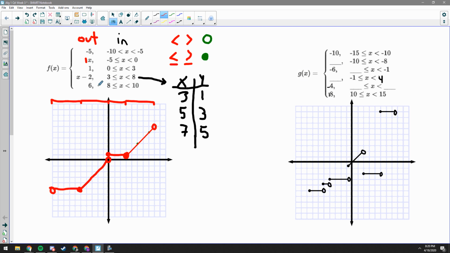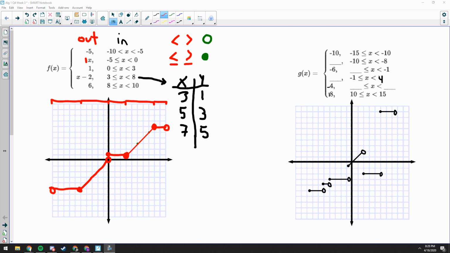All right, last one. When my inputs are between 8 and 10, my output is going to be 6. So if x is between 8 right here and 10, my output is going to be 6. Over to 8, up 1, 2, 3, 4, 5, 6. It's going to be that line. And again, we need to figure out which ends are open, which ones are closed. On this end, when x is equal to 8, we know that's going to be a closed circle. Now when x is 10, it's got to be an open circle.